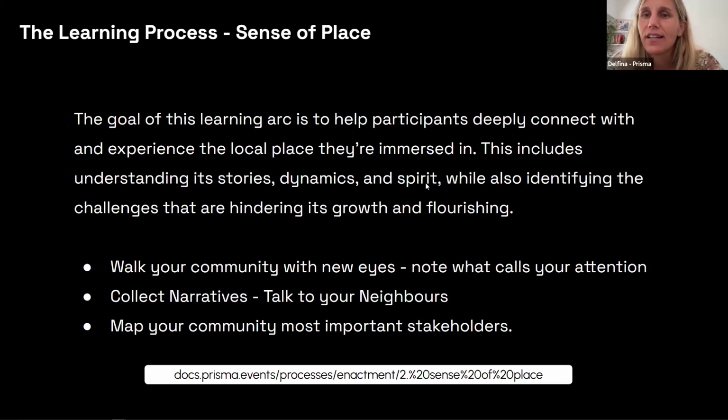The first learning arc is the sense of place. It's really walking through your community. It's really disconnecting from the problems and the challenges that you see already, and walking your community with new eyes. Note what calls your attention, what is different than the usual sightseeing of your community. Sometimes we think that we know the challenges that our community has, but maybe there needs to be another process going in.